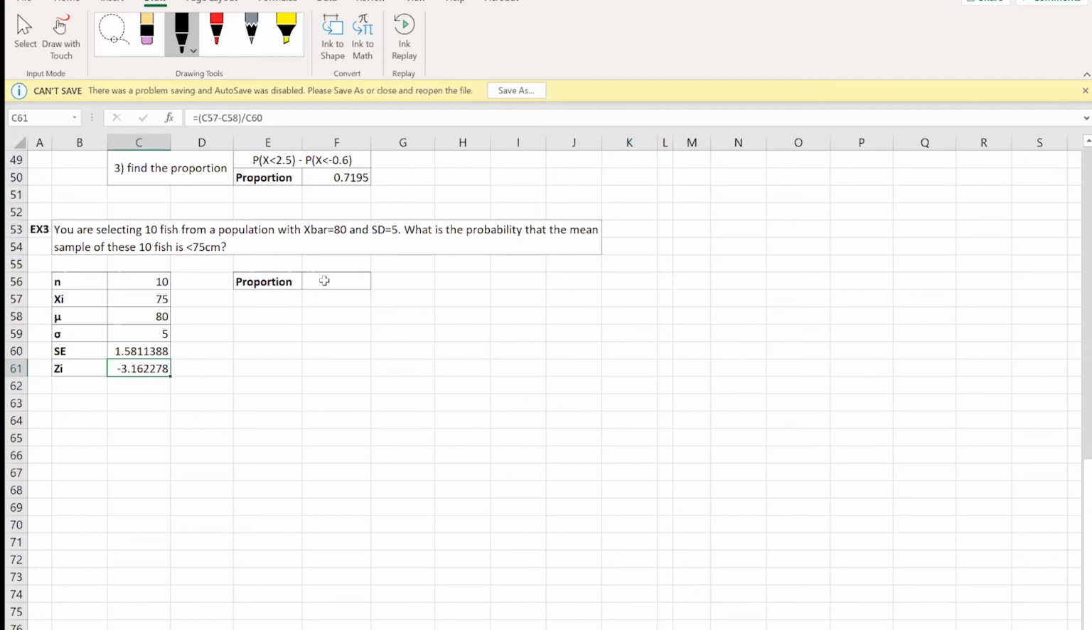So we know that this is even more unlikely, even rarer. So we can actually say that this is just less than 0.001. There's a smaller than 1 in a thousandth chance that in this sample of 10 fish, the mean of that sample will be less than 75 centimeters.